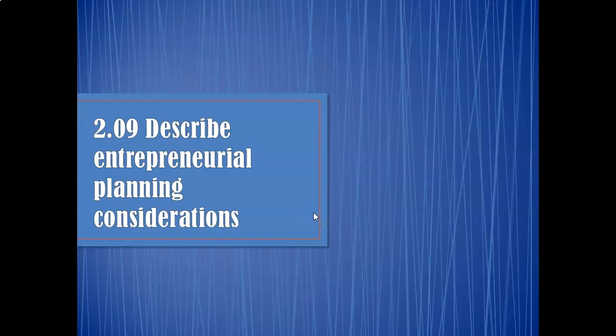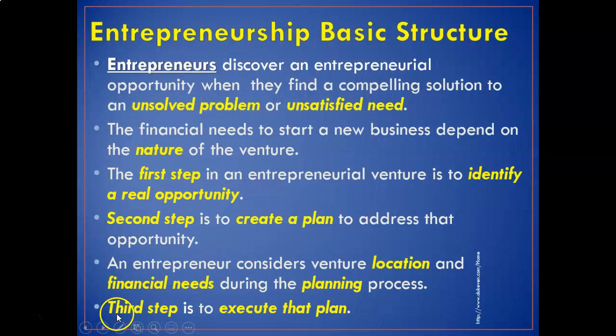All right, this is Entrepreneurship 1, Objective 2.09, which is to describe entrepreneur planning considerations. The basic structure of entrepreneurship: entrepreneurs discover an entrepreneurial opportunity when they find a compelling solution to an unsolved problem or unsatisfied need.